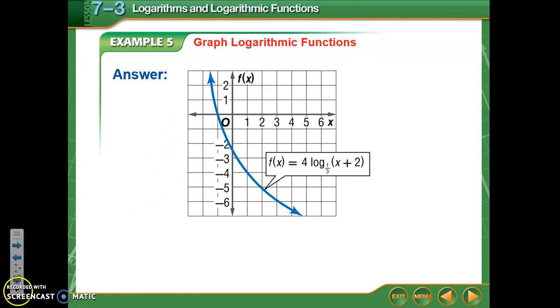So this is what the graph looks like. Again, remember, originally would have gone through 1, 0. You can see that that has been moved to the left 2 and then stretched 4.